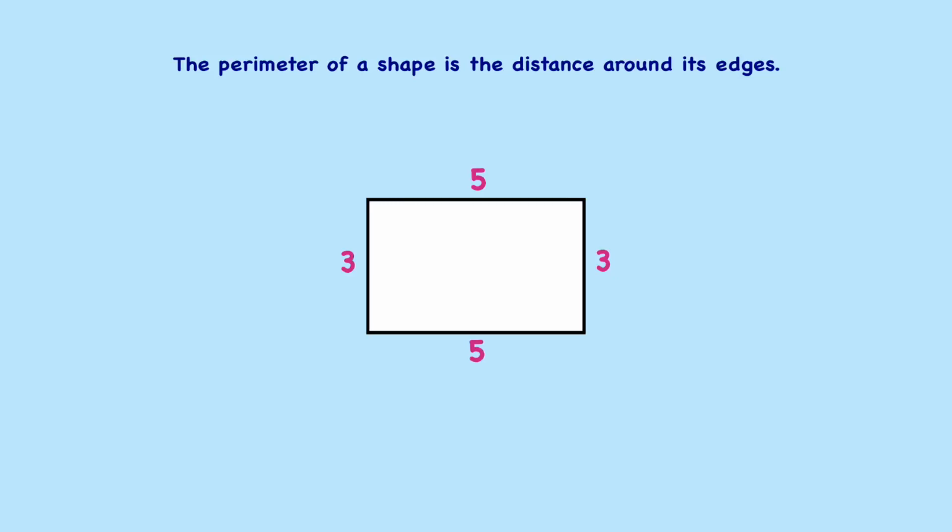So to measure the perimeter, we need to mark the perimeter around the edges. So I'm going to do that here. So I've got 5 and 3 and 5 and 3, and it's always a good idea to mark when you're calculating perimeter. So to work out this perimeter, I need to add together all those sides. So I need to do 5 plus 3 plus 5 plus 3, and that gives me a total of 16. So the perimeter of this shape is 16 centimetres.